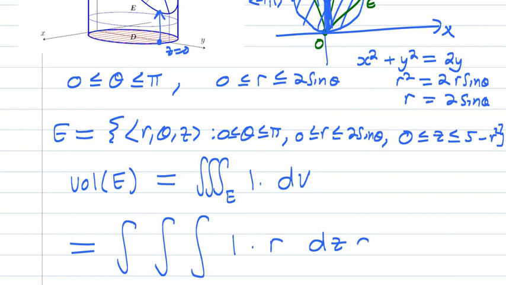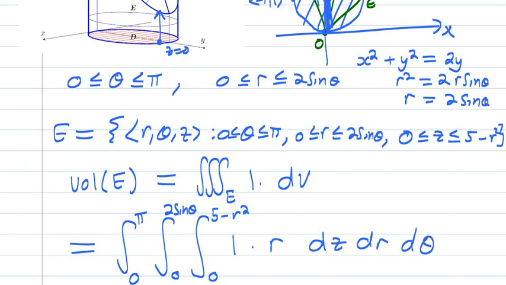dz, dr, d theta. Because first you pick an angle, and your angle is in the first quadrant or in the second quadrant. So the angle ranges from 0 to pi. Then r, we've already established, ranges from 0 to 2 sine theta. And then z ranges from 0 to 5 minus r squared. So you see we have this now as an iterated triple integral, and you only see the variables theta, r, and z. It's a triple integral, so you should only see three variables, r, theta, and z.